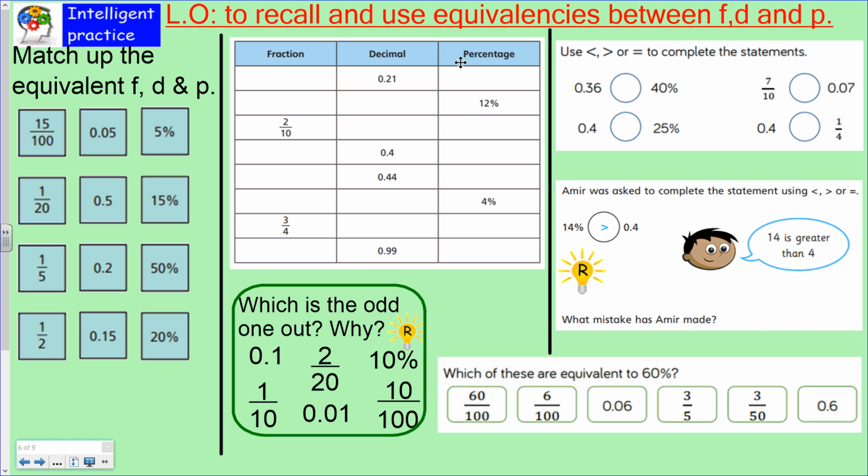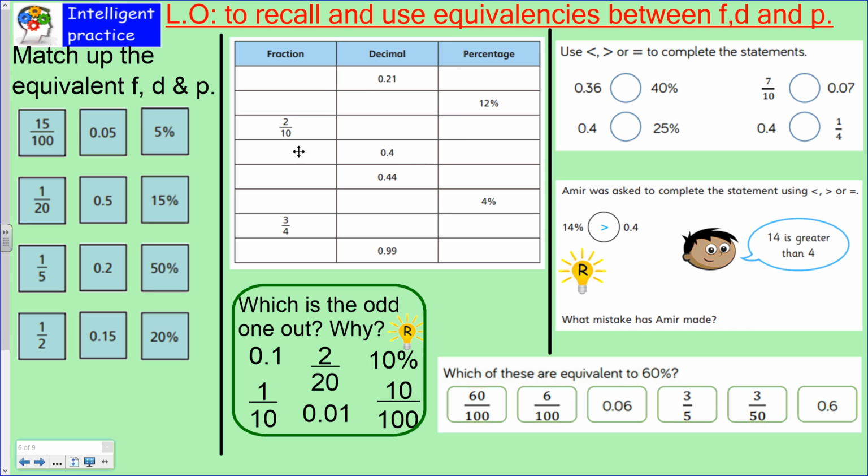Your next job is you are finding fraction, decimal and percentage equivalents. So if you know that the decimal is 0.21, you should be able to work out the percentage, and you should be able to work out the fraction because it's going to be over 100, isn't it? Okay, because it's 2 decimal places, so it's going to be over 100. And again, 12%, you can work out the decimal, it's going to be 2 decimal places, and your fraction is going to be over 100, and so on.